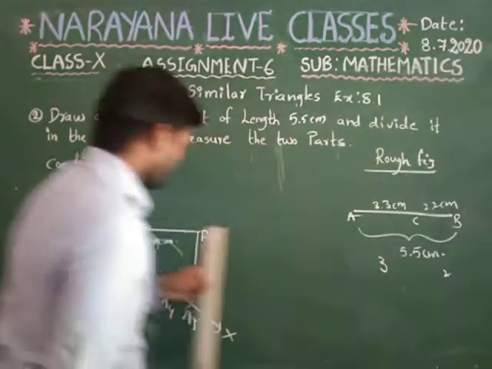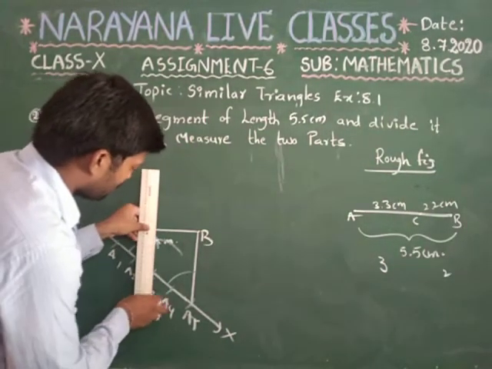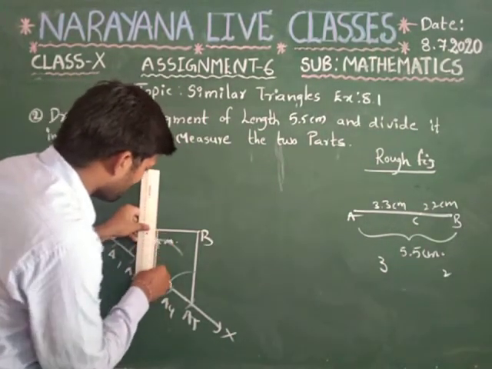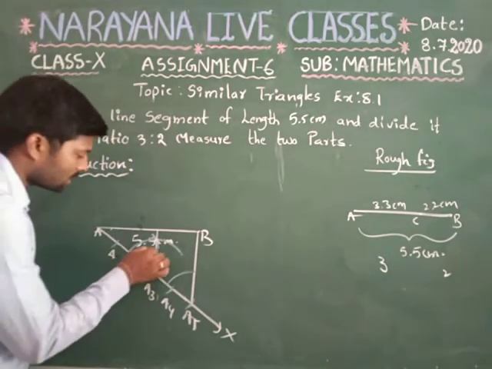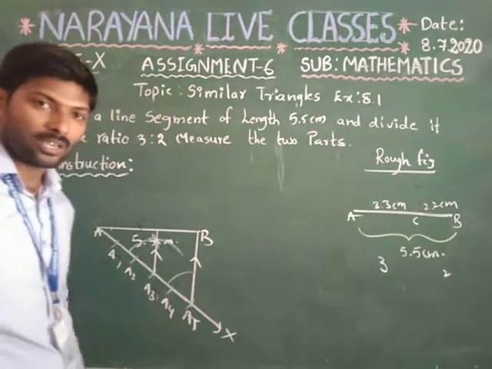as well as this point, with the help of a scale. Yes. Now this line passes through this point. Now this line as well as this line, both are parallel to each other.